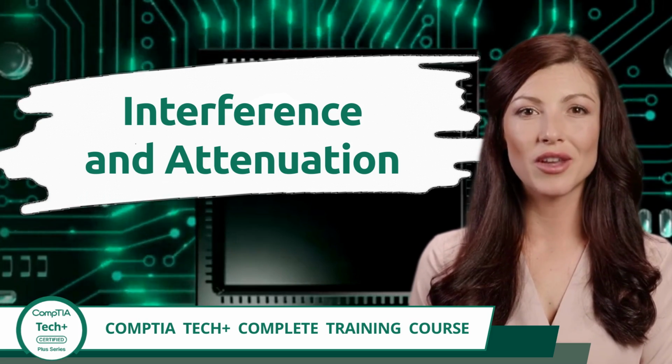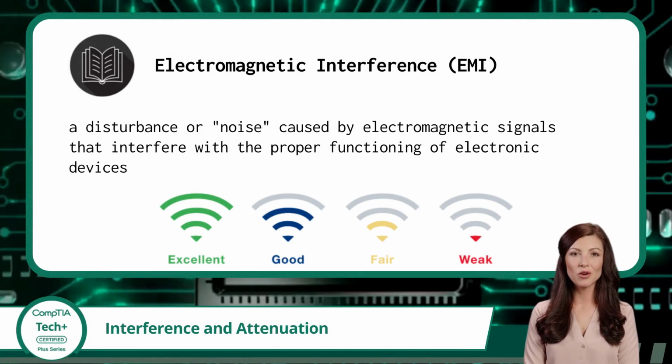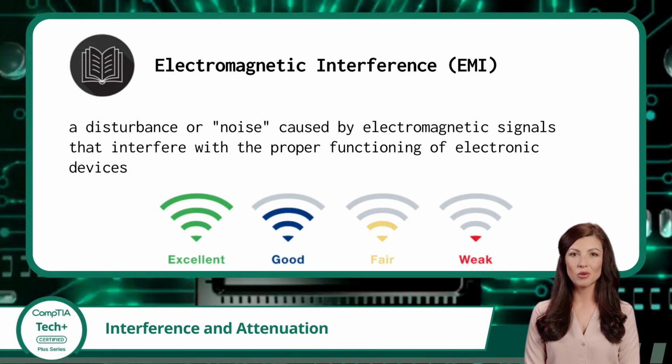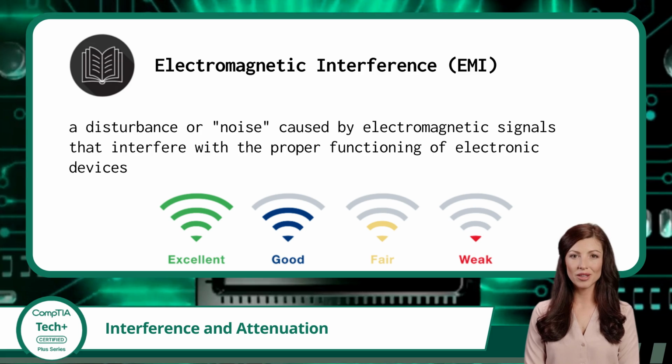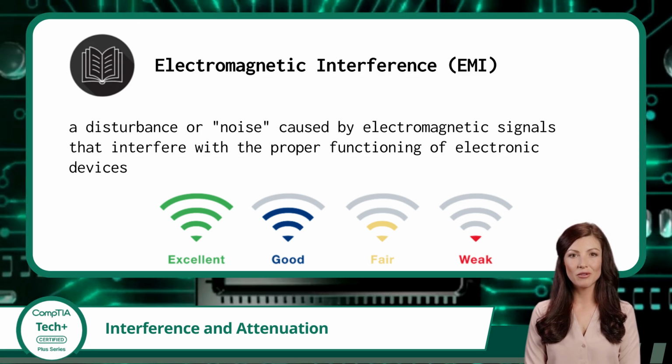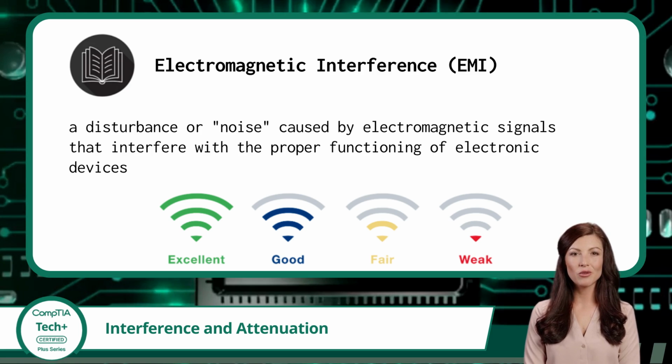Interference and attenuation. We will start off this video segment with the topic of interference and save attenuation for the end. With that said, there are multiple types of interference, but we will limit our studies to electromagnetic interference. Electromagnetic interference, or EMI, is a disturbance or noise caused by electromagnetic signals that interfere with the proper functioning of electronic devices.